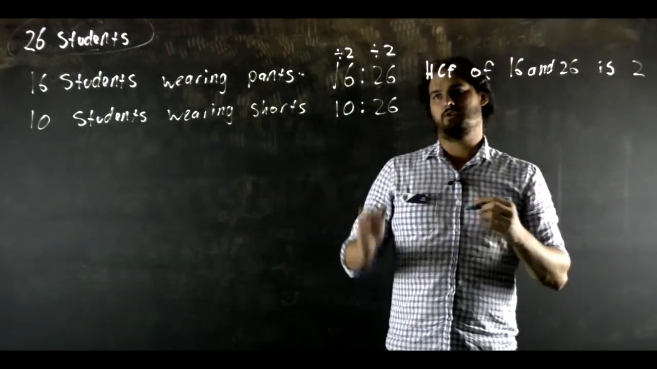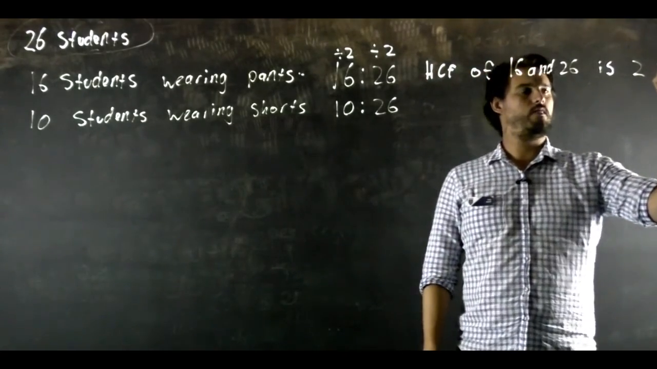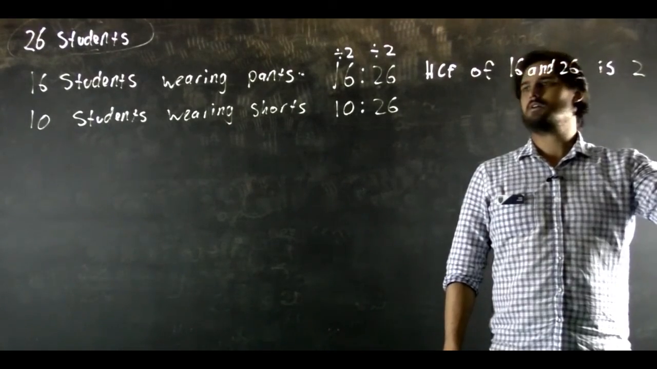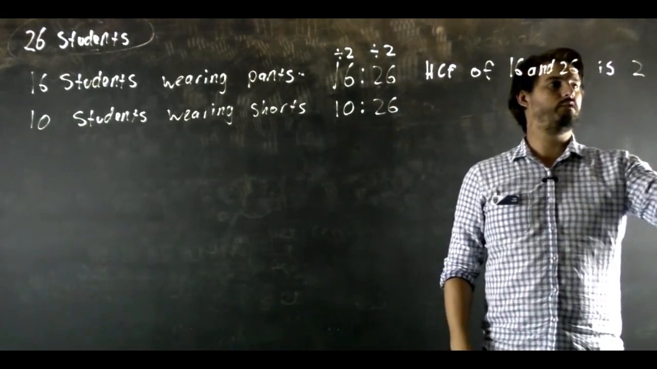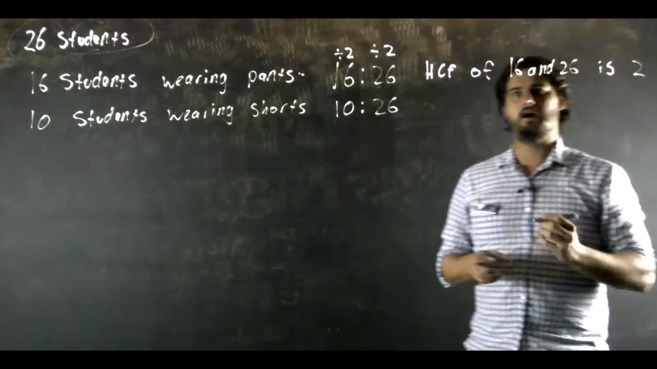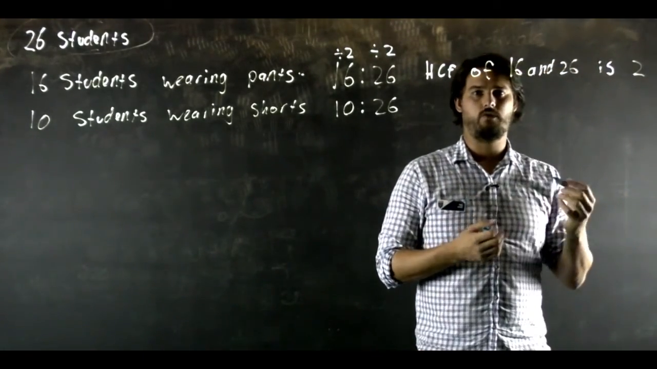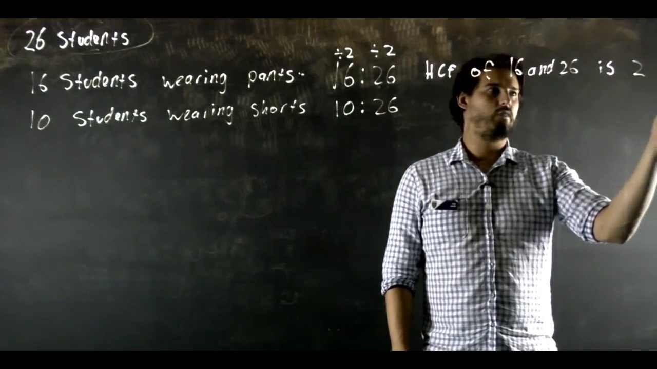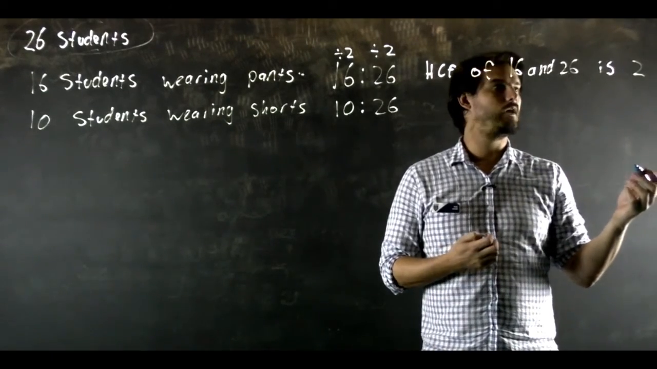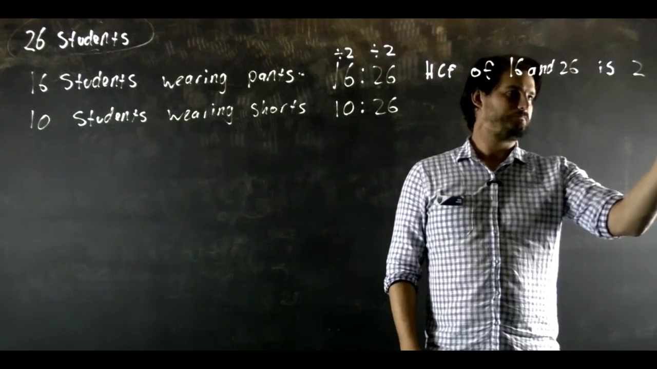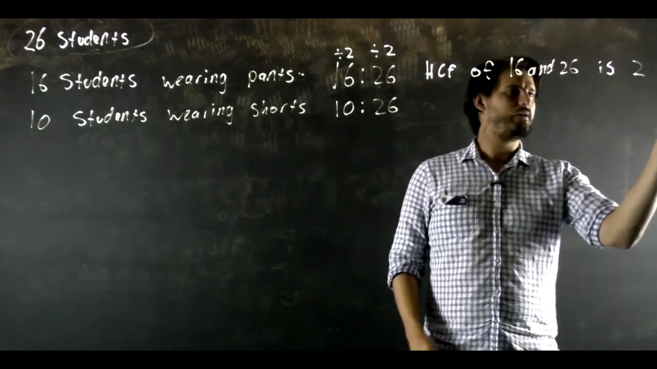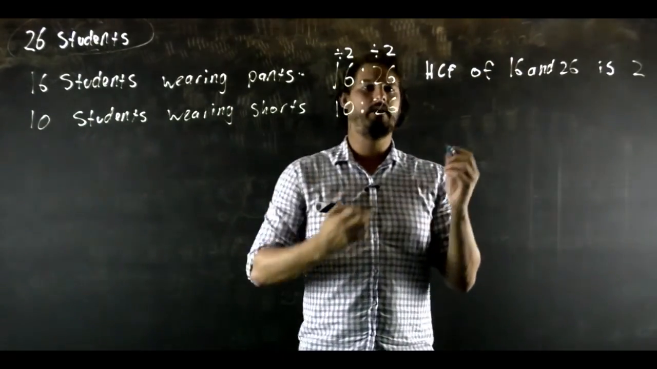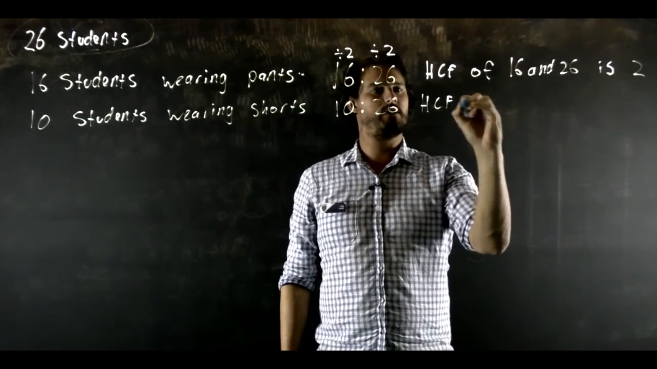Now what we do to simplify our ratio is divide both sides by our highest common factor. If we do 16 divided by 2, that is going to be 8, and 26 divided by 2 is going to be 13. We know that we've simplified this to our final form because 8 and 13, their highest common factor is 1, or itself. So 8 and 13, that is correct. That's in simplest form.